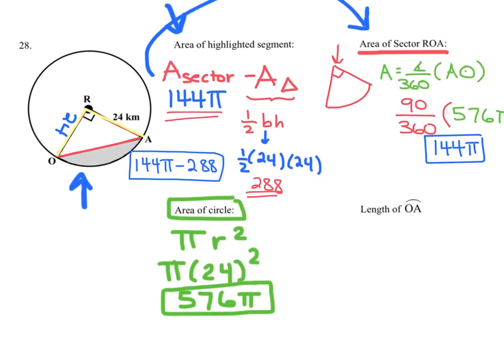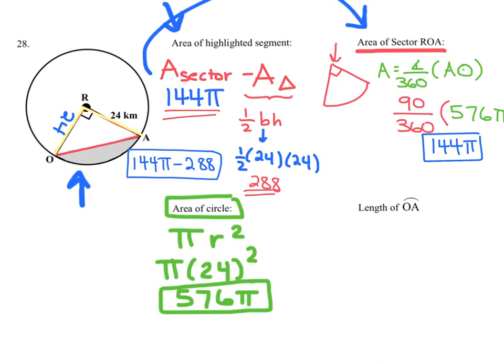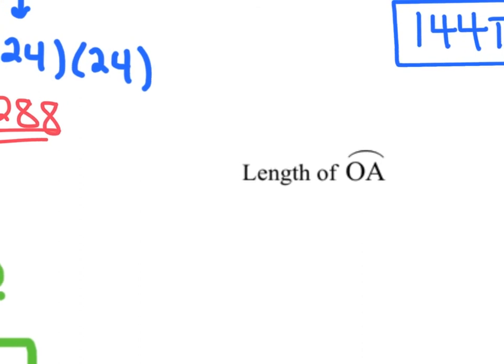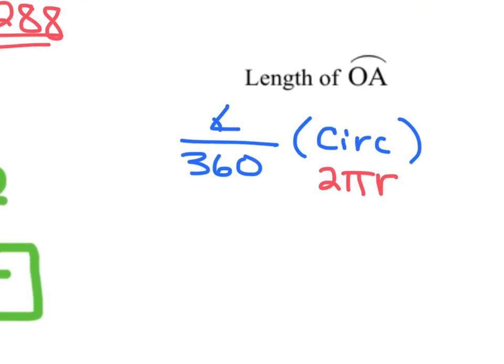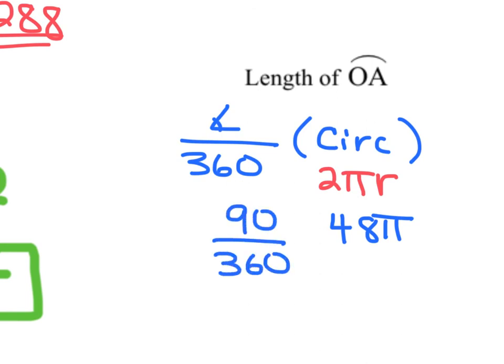Last but not least, guys, this is an arc length problem. It's asking me to find the length of OA, which is an arc. To do that, and this is a little separate from what we've been doing, okay? It's a piece of the circumference, so it's angle over 360. For arc length, we use the circumference. Circumference is 2 pi r. So here, 2 times 24 is 48. So I get 48 pi. And angle over 360 is 90 over 360. So then my final answer, when I plug that into my calculator, should be 12 pi.